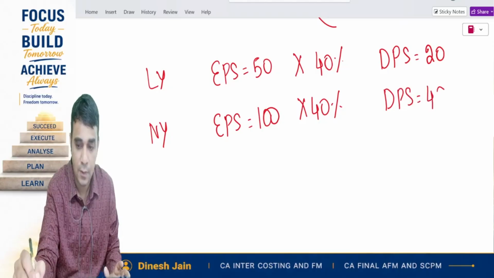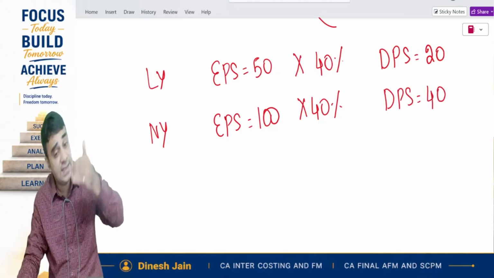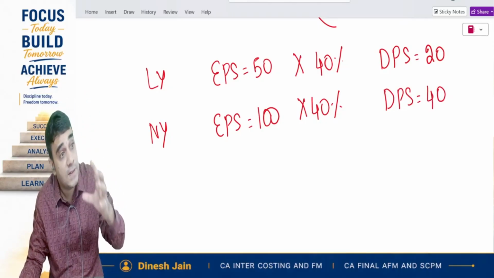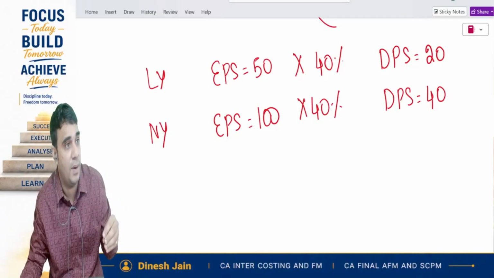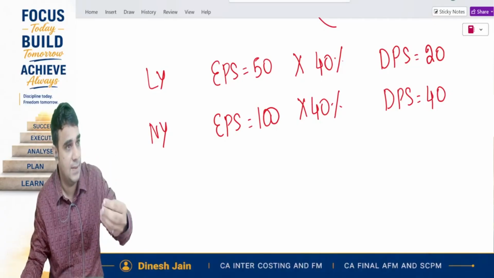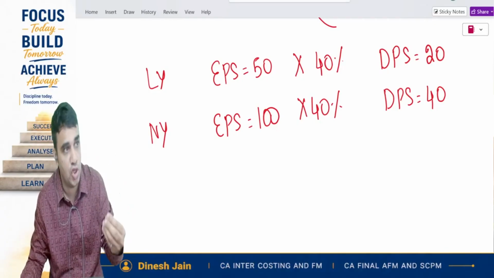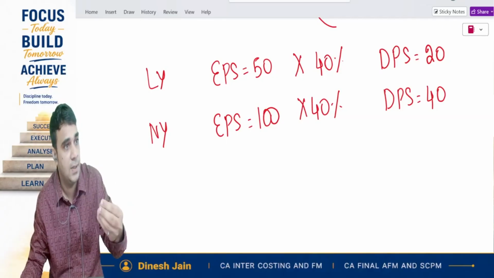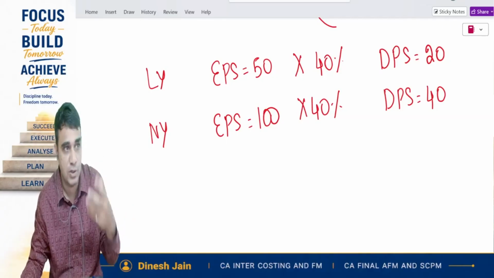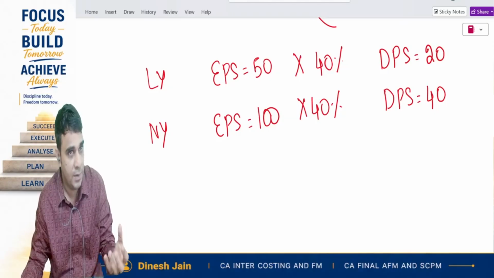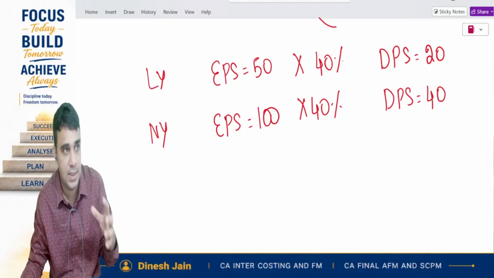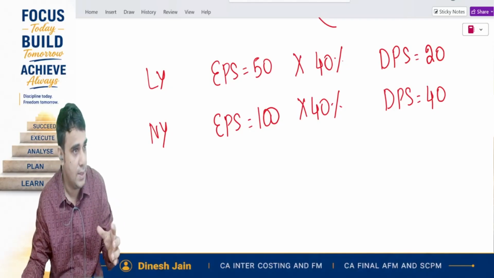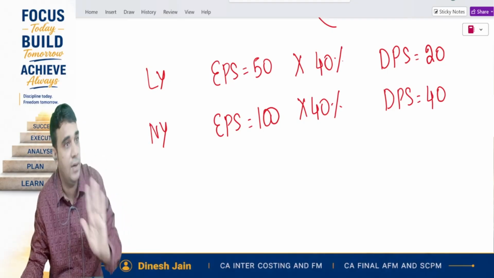DPS is 40. Next year after this, it is possible that EPS goes down from 100. See, when a double happens, sustainability is not sure. When a double happens, the 100 we reached is because of one fantastic year. Suddenly we may go down to 80. If we go down to 80, dividend will go down.